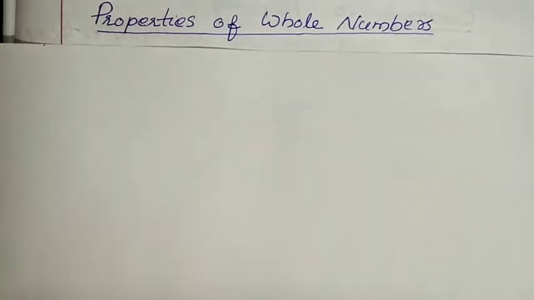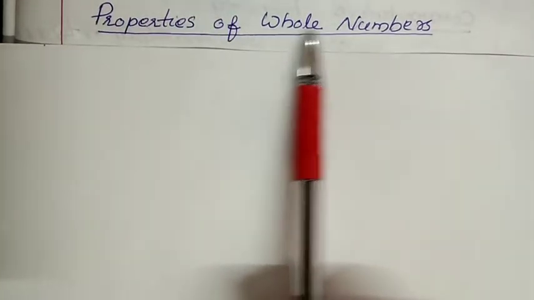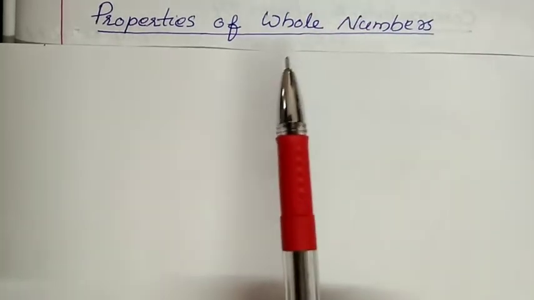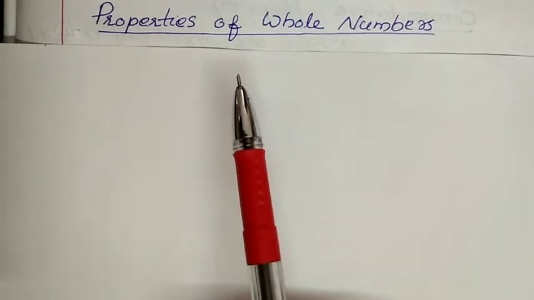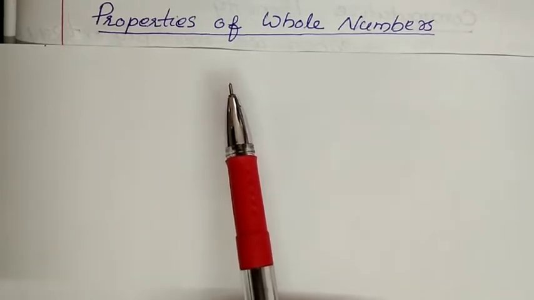Hello children. Today we are going to study properties of whole numbers. You know which are whole numbers? 0, 1, 2, 3, etc. Those numbers are called whole numbers. Otherwise, natural numbers with 0 included are called whole numbers.